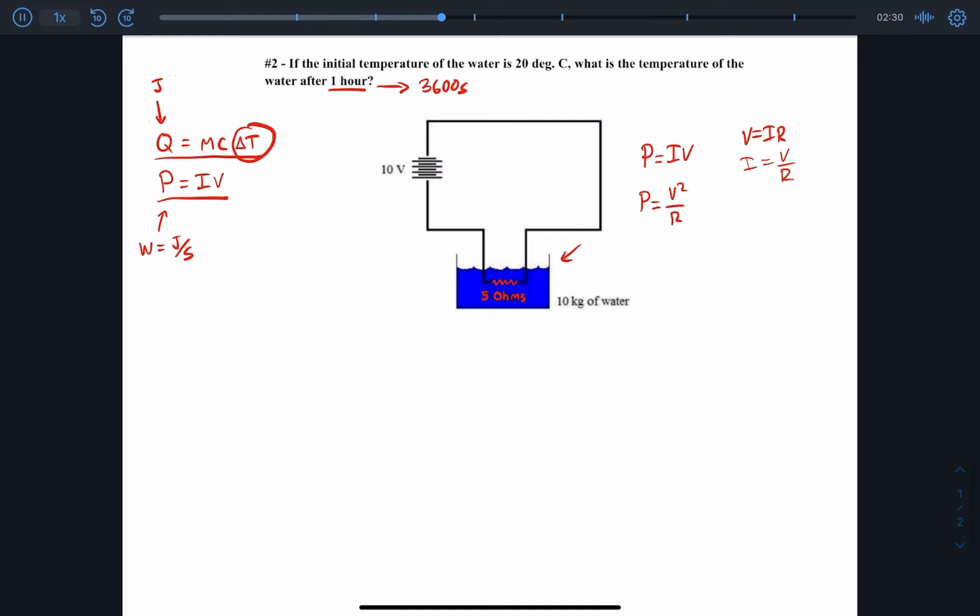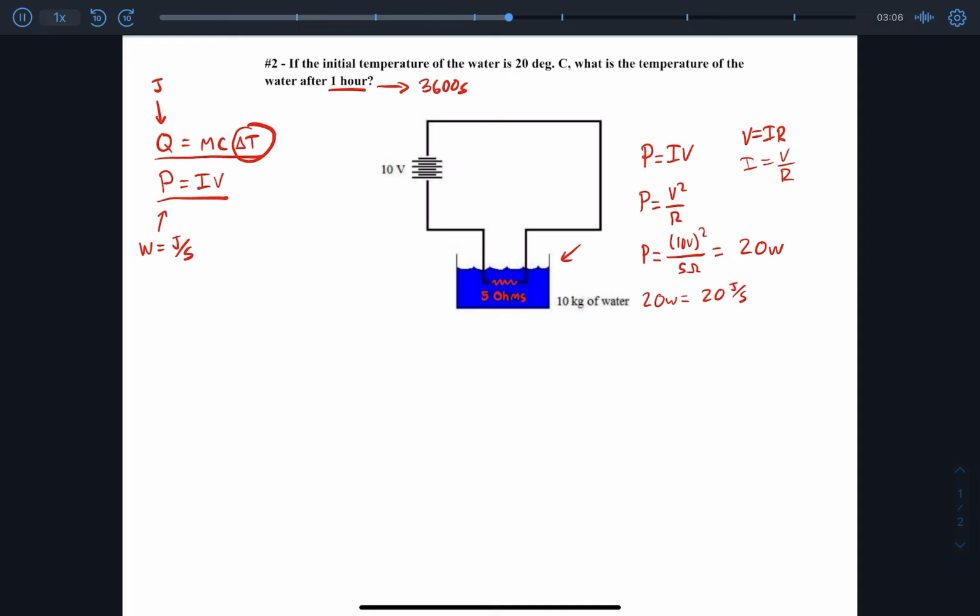With that knowledge, we know that P is equal to our V squared, which in this case is 10 volts squared, over R, which is 5 ohms. And we get that our power is equal to 20 watts. Now we just need to relate this power to our Q, or our heat added. And so as I mentioned before, watts is just equal to joules per second. So our 20 watts is equal to 20 joules per second.